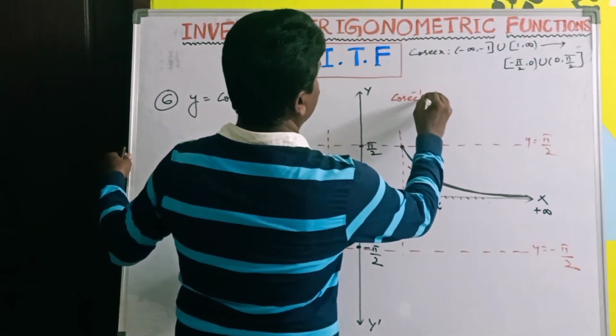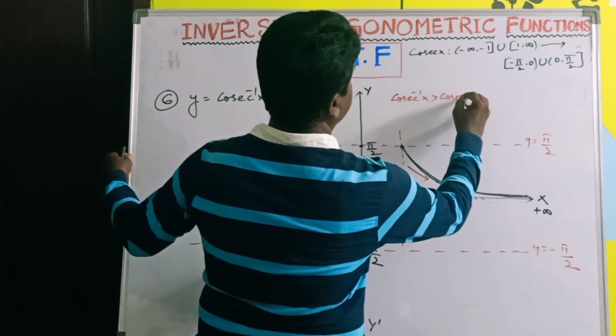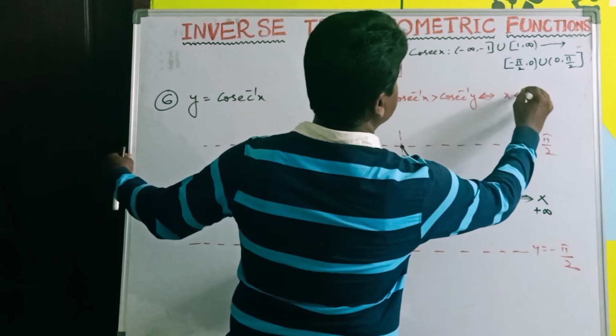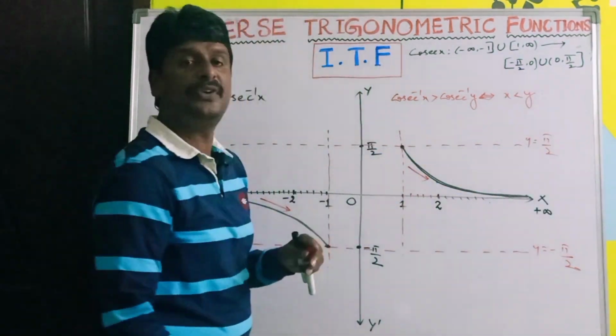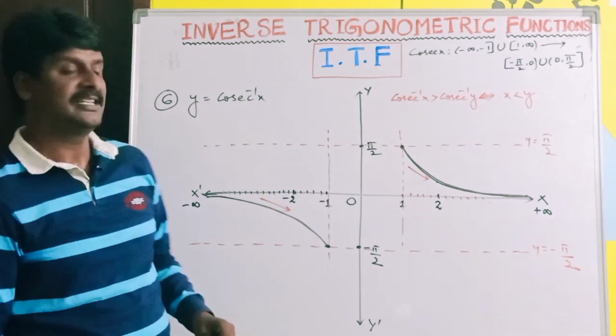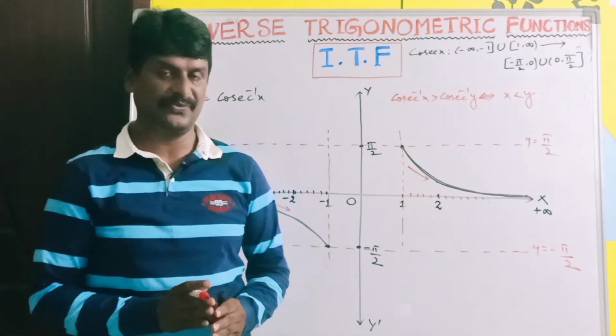So cosecant inverse x greater than cosecant inverse y implies x less than y. The inequality will be reversed. Okay, so this is the nature of cosecant inverse.